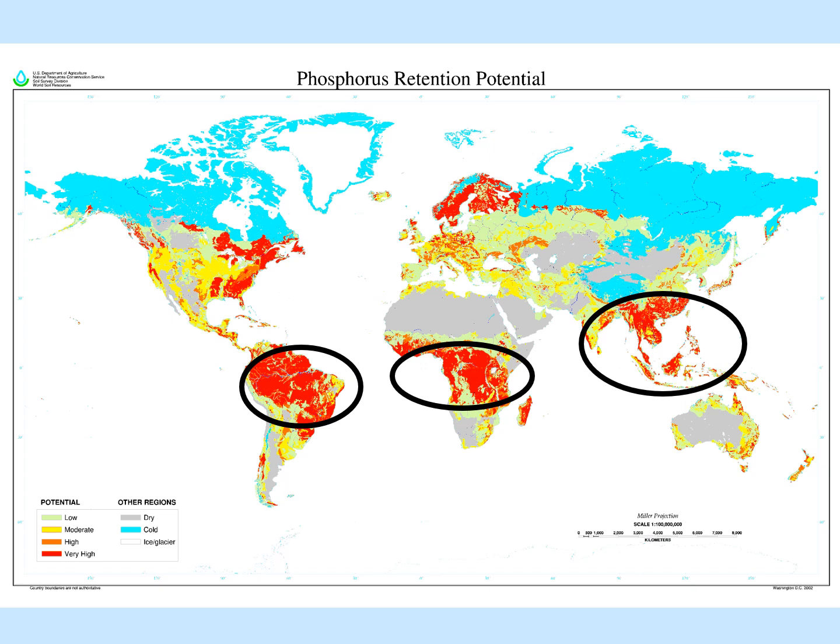So I should have said this before, but where you see the red areas, the red shaded areas are the areas that have a very high phosphorus retention potential, and the greenish areas and the yellow areas have a low to moderate phosphorus retention capacity or potential.